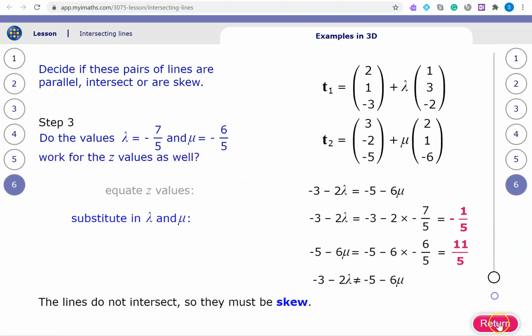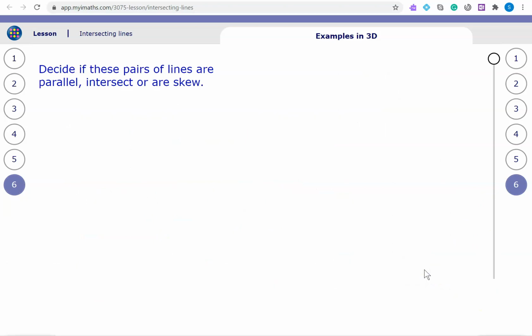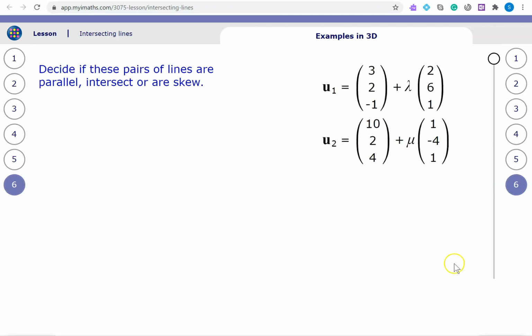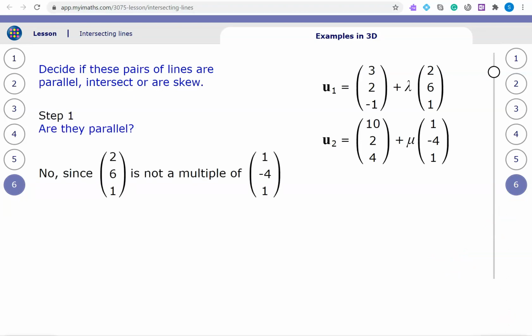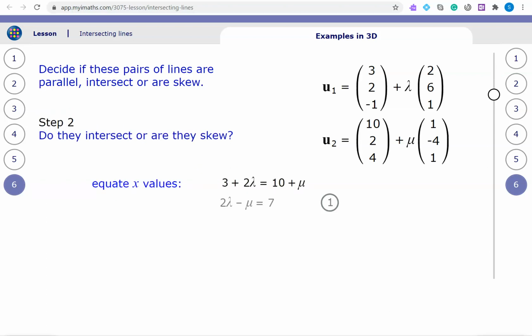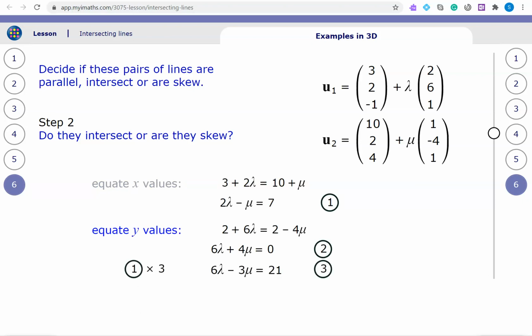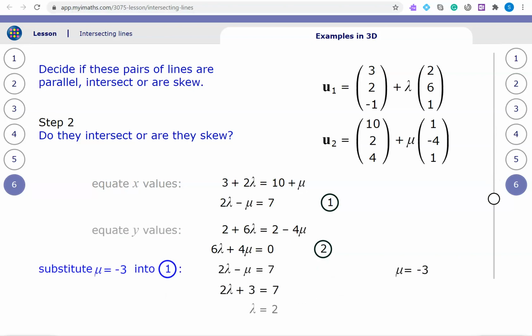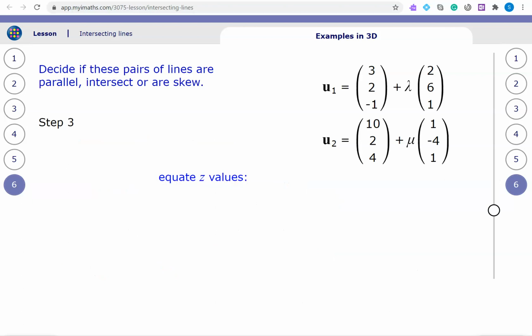Right, we got to the end of that, so let's return to the last problem. Decide if these lines are parallel, skew, or they intersect. Well, we can see that they're not parallel because the direction vectors are not the same. So we equate the x values, we come up with an equation. We equate the y values, we come up with an equation. And we get a value for mu of minus 3 and a value for lambda of 2.